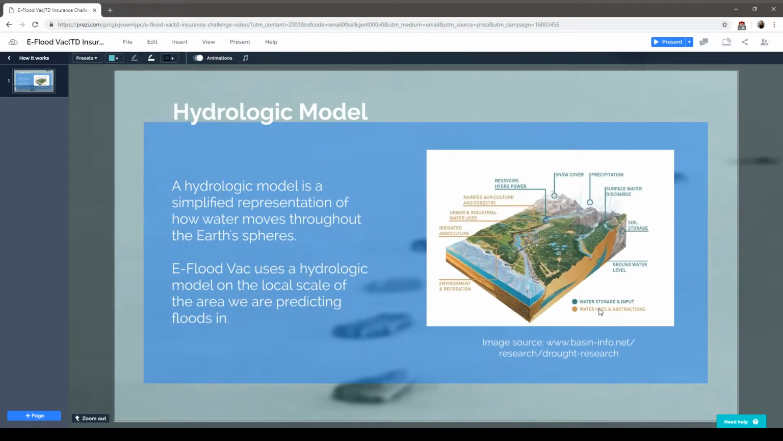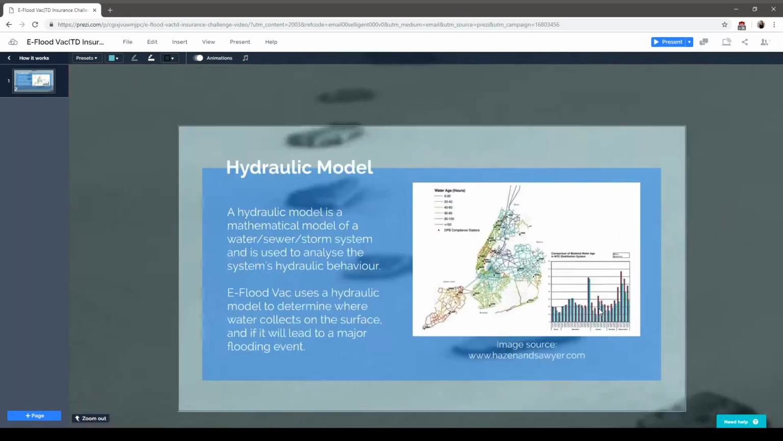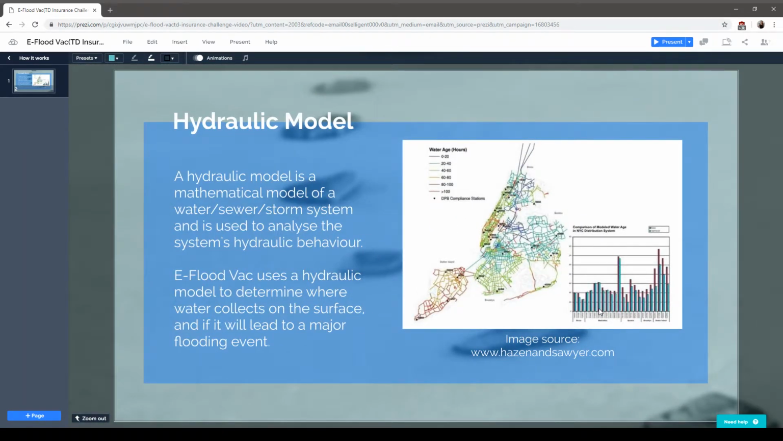First, E-Flood Vac uses a hydraulic model on the local scale of the area that we are predicting floods for. E-Flood Vac also uses a hydraulic model to determine where water collects on the surface and if it will lead to a major flooding event.